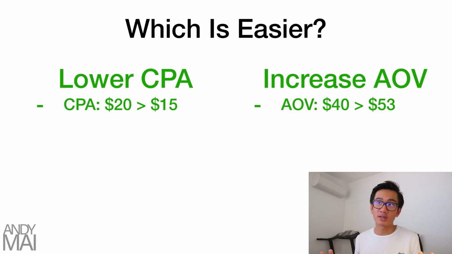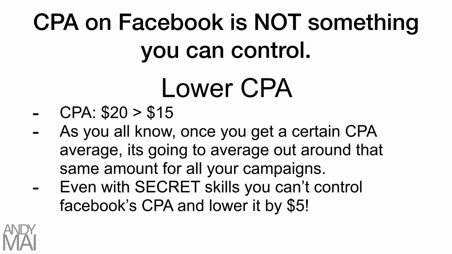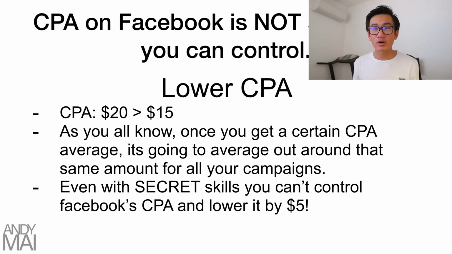Now, which is easier? Is it easier to lower your CPA from 20 down to 15, or is it easier to increase your AOV from $40 to $53? CPA on Facebook is not something you can control. How do you tell Facebook to give you lower cost per purchases? Like, you literally can't control it, and you're at the mercy of Facebook's results and randomness and algorithm. So you can't literally lower your CPA, like it's impossible.